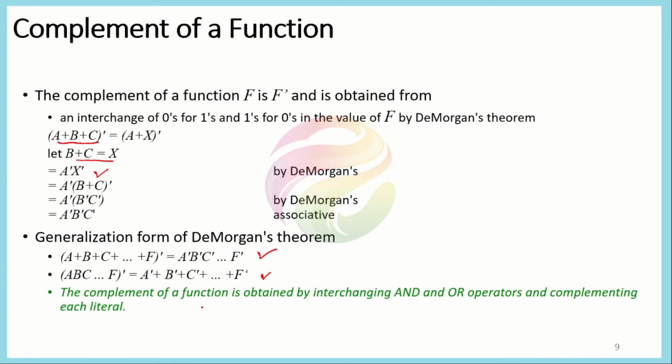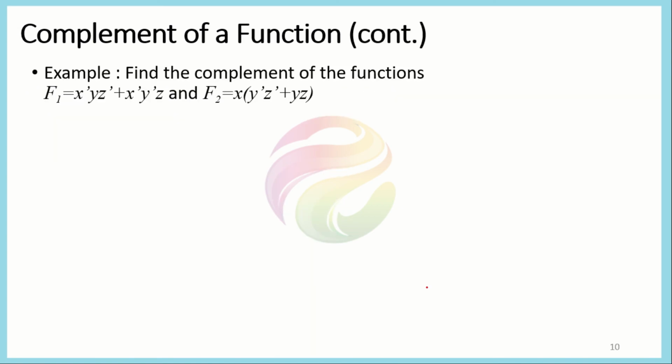The complement of a function can also be obtained by another method, which is a much easier one. It involves interchanging the and the or operators and then complementing each literal. So this is an alternative method to calculate the complement of any given Boolean function. Say we have 2 Boolean functions here.